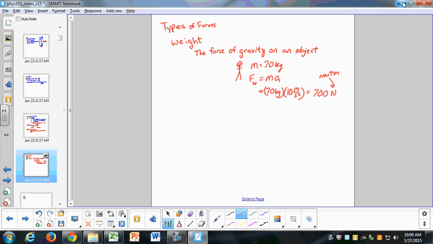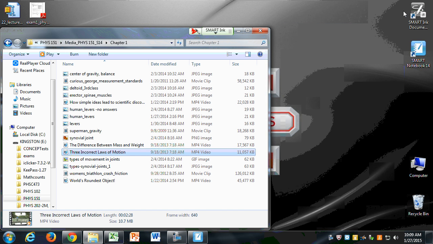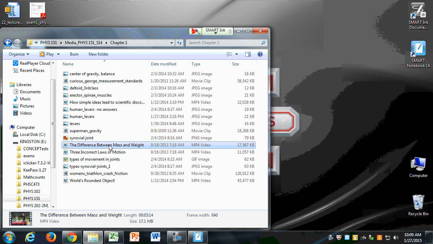This one is also Veritasium. I'll show you different types of videos as we go along. But in this video, he talks about the difference between mass and weight. I think I have it here. Yeah, here we go. It looks like it's a little bit longer.